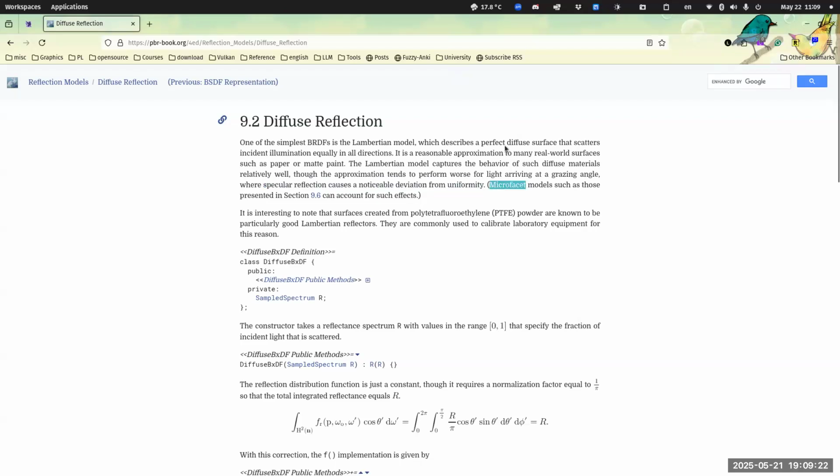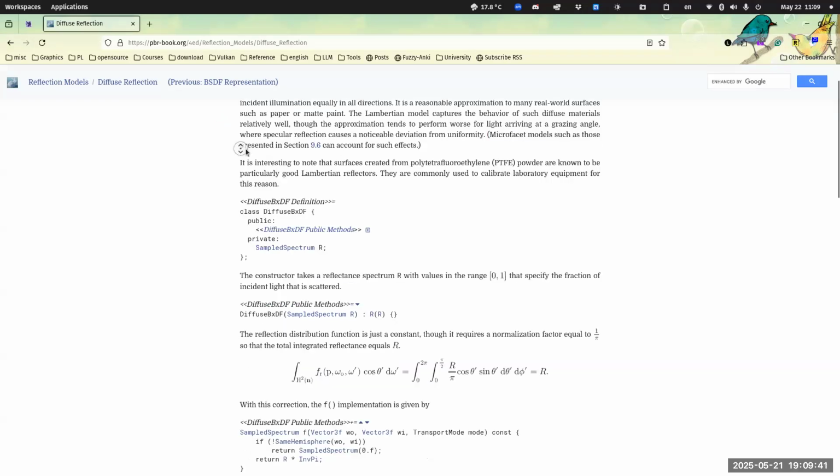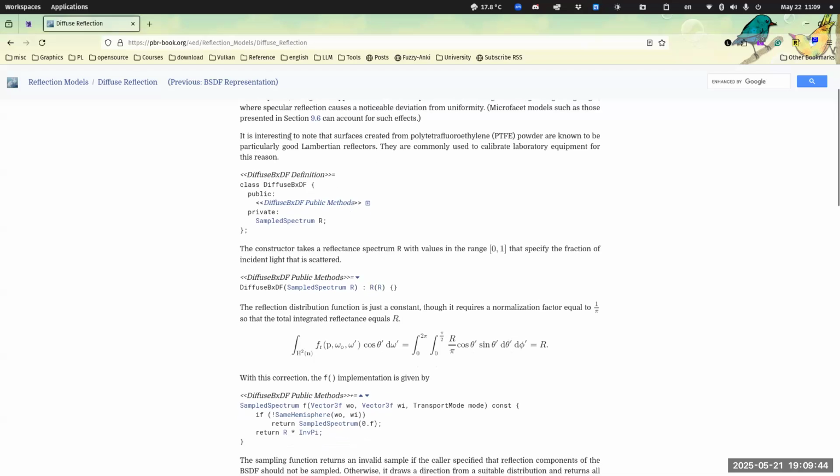And microfacet models presented in 9.6 account for such details, which are also used in real-time rendering. It's interesting that surfaces created from, I will not try to pronounce that, PTFE powder are known to be particularly good Lambertian reflectors. So they are commonly used to calibrate lab equipment.